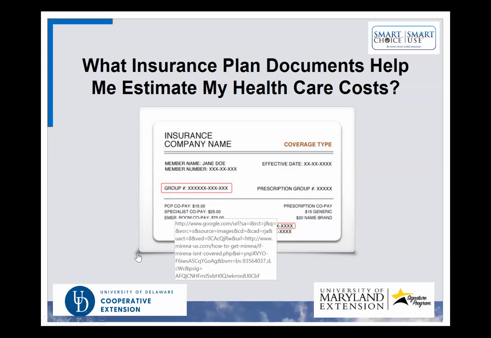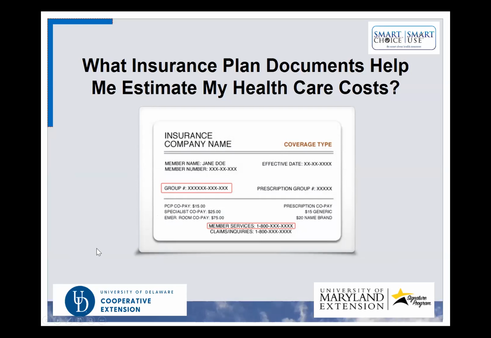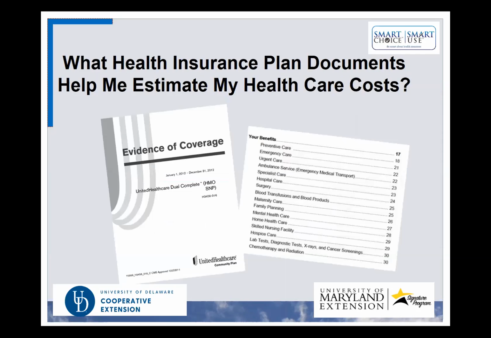particular example. You have the primary care physician copay cost of $15, specialist copays of $25, and emergency room copay of $75. And then you also have a number there for member services, and that's typically listed on your insurance card. You can always call that number and ask them questions about cost, and they should be able to answer that for you. So there's the copayment amounts.